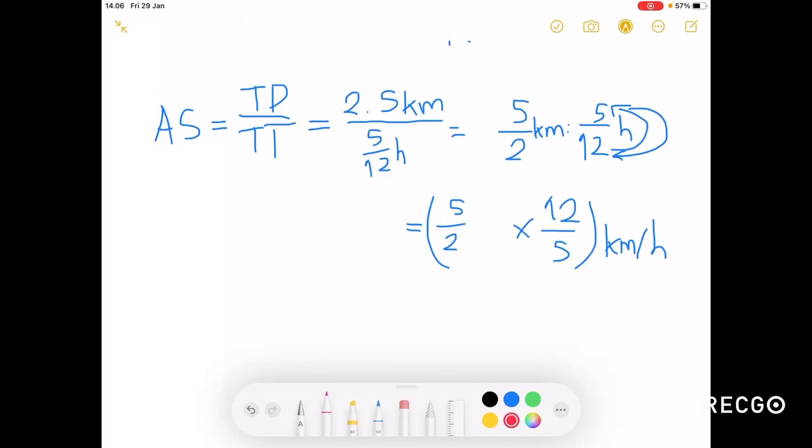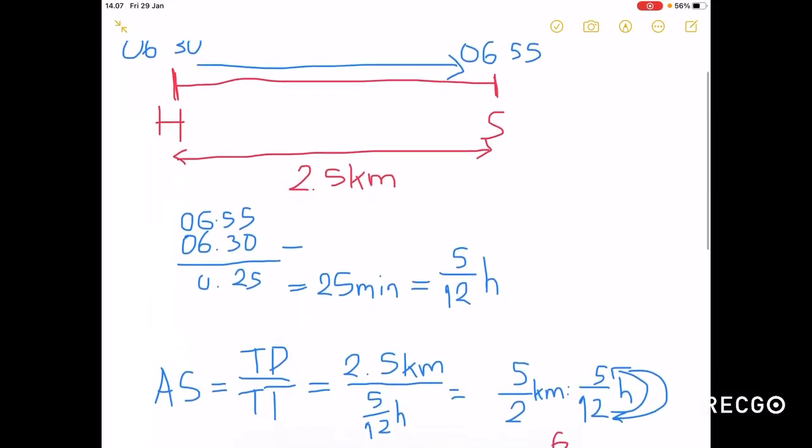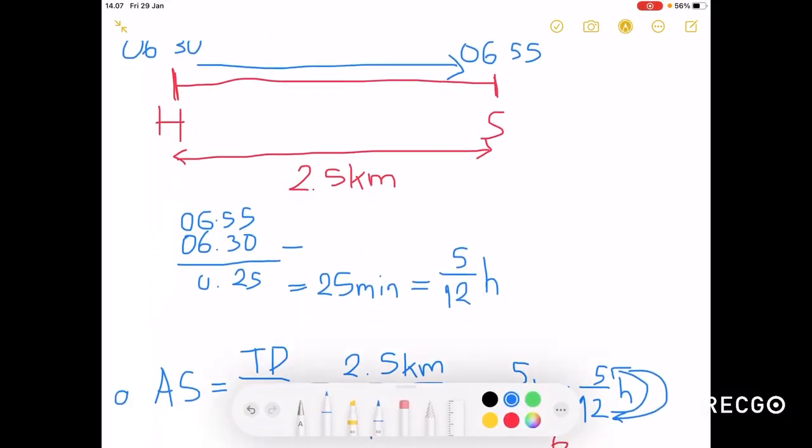And you notice some cancellations occur. So this 5 and this 5 will cancel. This 2 and this 12 will cancel, leaving us with a 6. So our final answer is 6 kilometers per hour. And that's our answer for our A part. And perhaps I'll just denote this first. There we go.